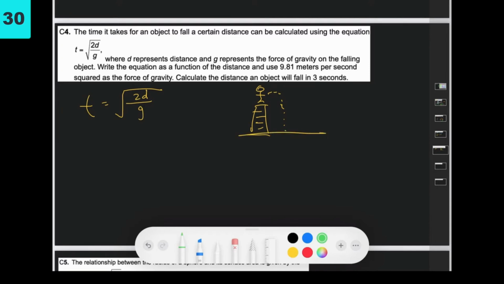Okay, so it tells us D represents the distance, and G represents the force of gravity on a falling object. Write the equation as a function of the distance. So I already have that equation. And use 9.81 meters per second squared as the force of gravity. Use this one as a force of gravity.